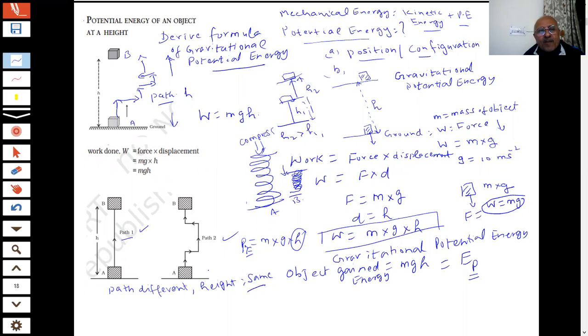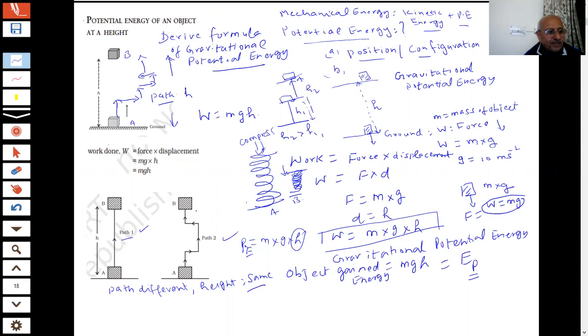You see, potential energy is not changing, student. When the height is the same, the potential energy does not depend on the path. It is path independent, and you can see it only depends on the h. So long as the height is the same, potential energy will be the same. You can follow any different path. The work done may be different if you follow different paths, but the potential energy is not changing. It is independent of the path. This is a very important point, student.